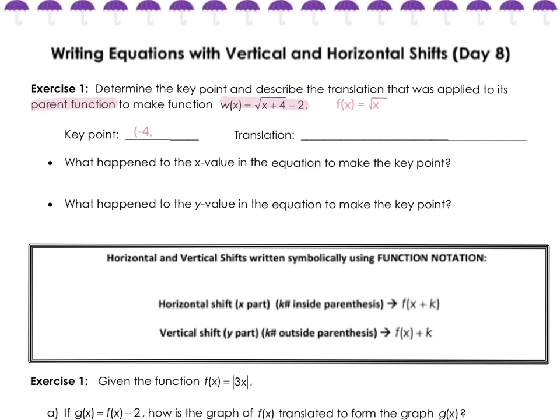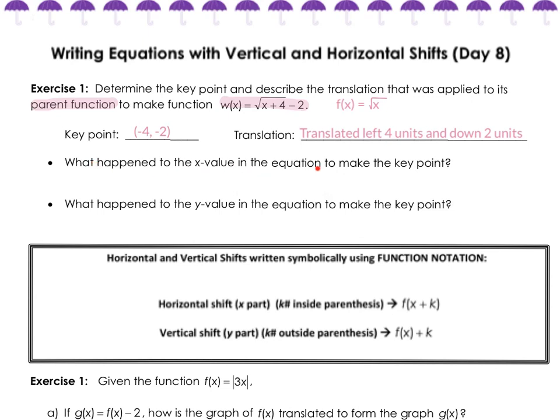So it's the opposite of the inside number, or the one under the square root in this case, it could be in parentheses with the x, and then we move up or down. So what translation was that? It was translated left 4 units and down 2 units.